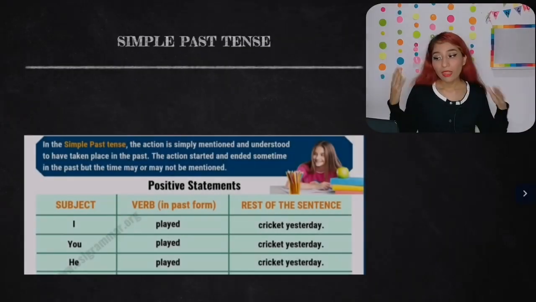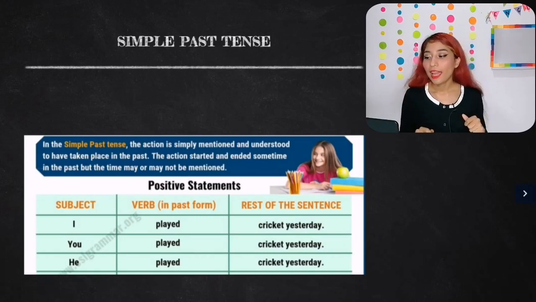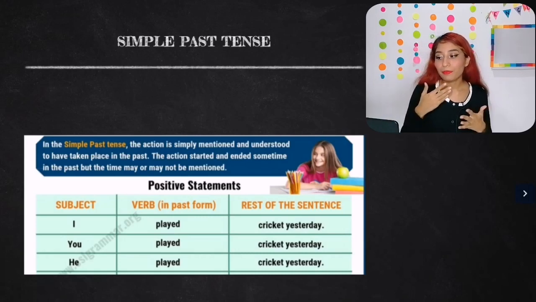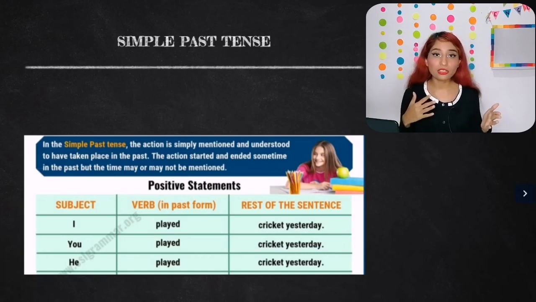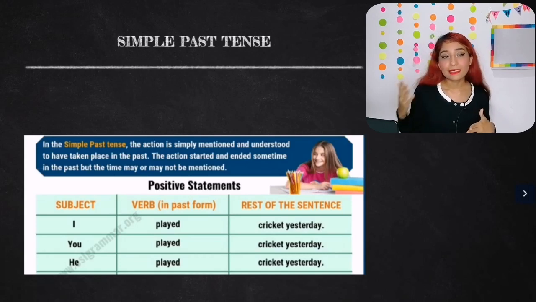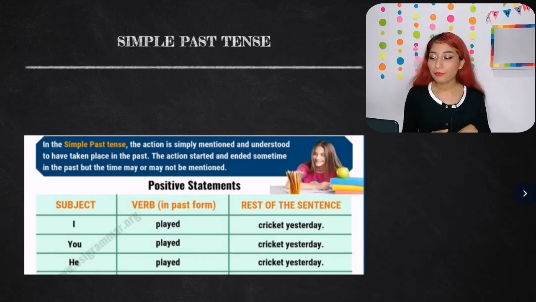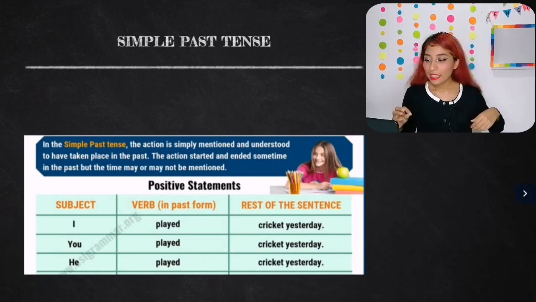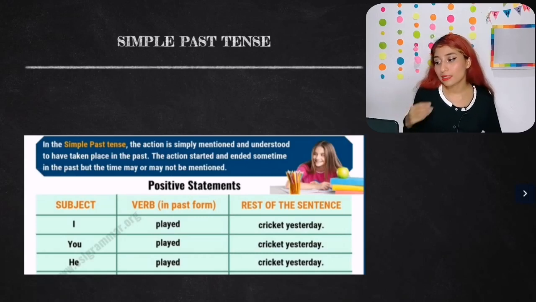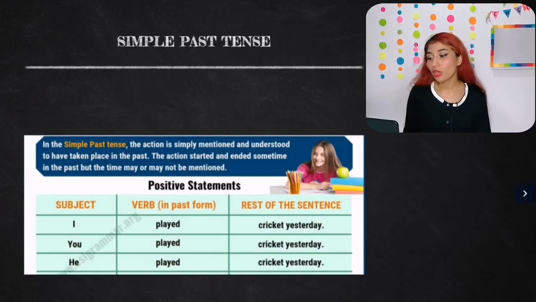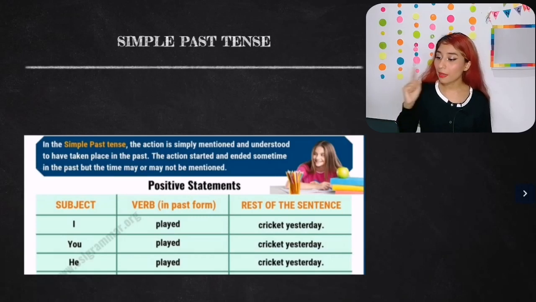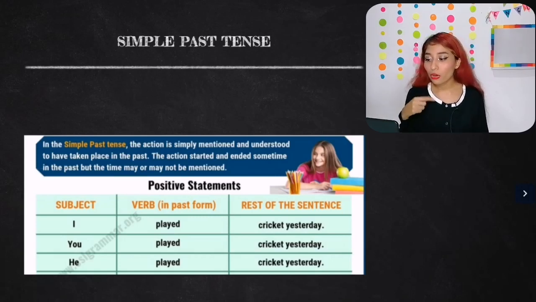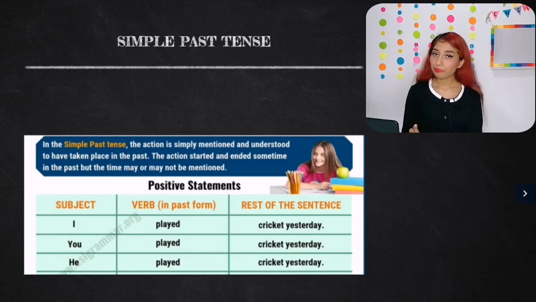So, as you can see here, it's called simple past tense, it can also be called past simple tense. It's the same. It says, in the past simple tense, the action is simply mentioned and understood to have taken place in the past. The action started and ended sometime in the past, but the time might or might not be mentioned, okay?